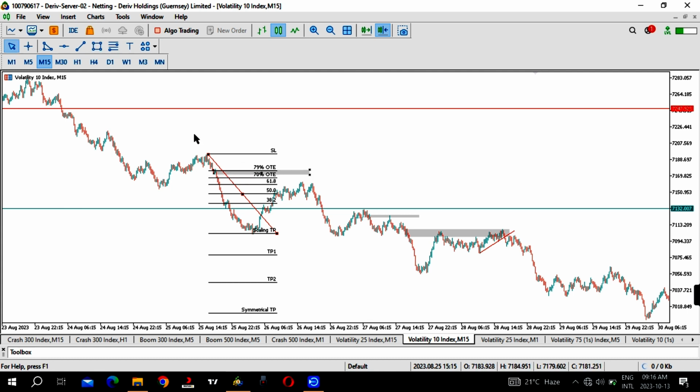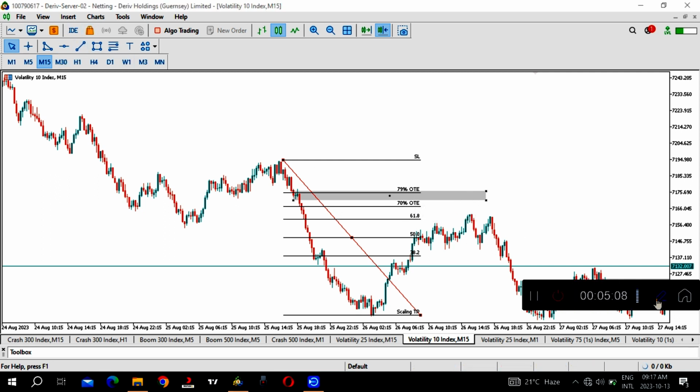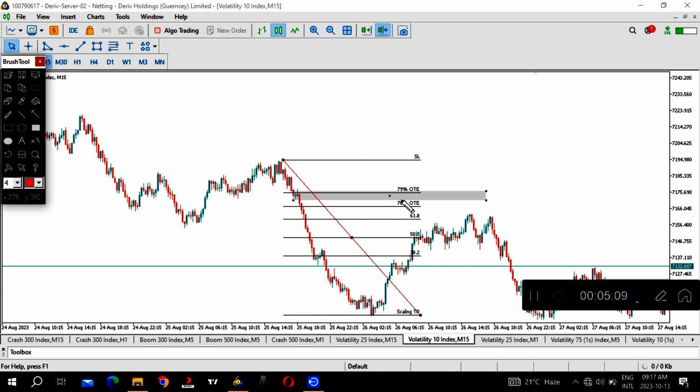So that's also where our supply is. So that order block over there, that's where also our 79% OTE levels are. So this will be the best. Why? Because as you can see, the stop loss is very small. So if you are comparing this, let's say we are using this stop loss and we entered over here. We enter over here.